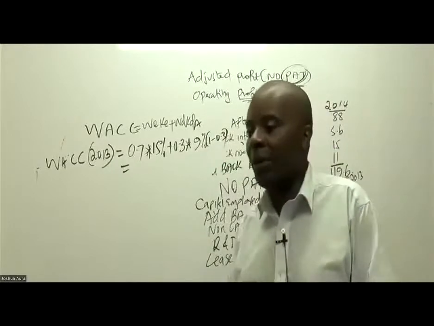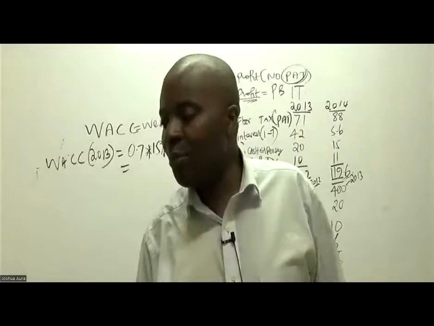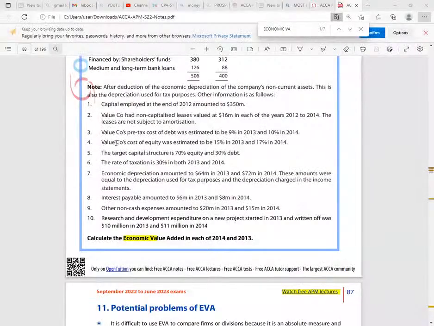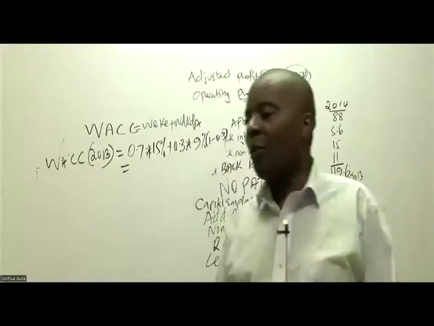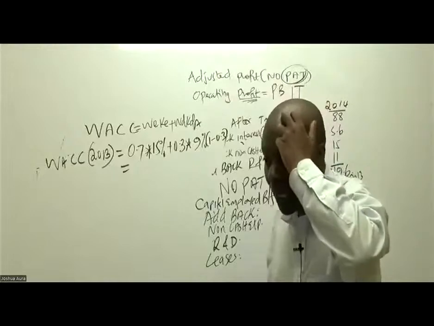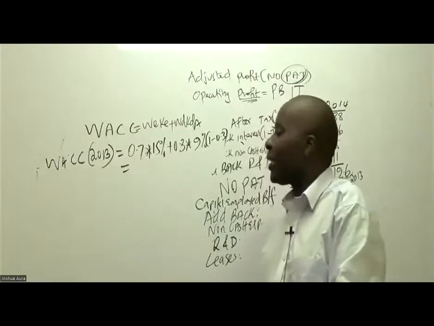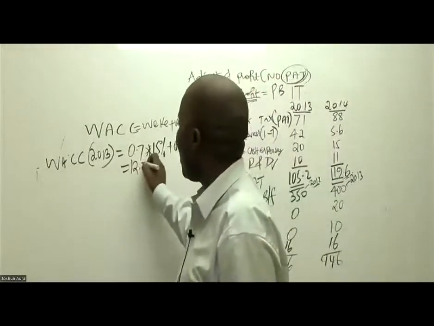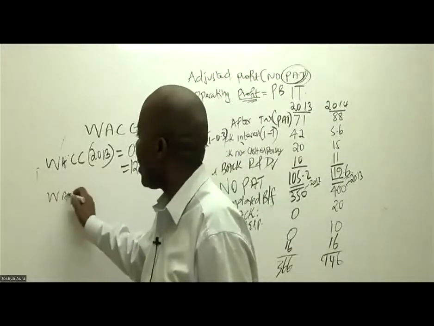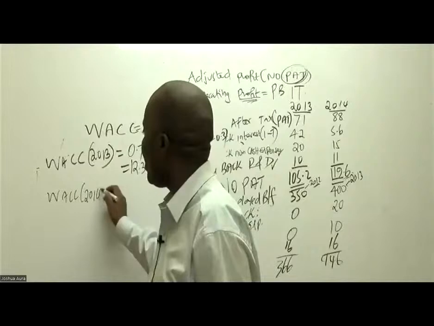They told us in this question that 9% is before tax. They told us this is the pre-tax cost of debt. So remember, this 9% has to be tax adjusted. So you take 9%, you multiply it with 1 minus taxation. And then you should be able to give an answer like Helen Hamala has given us: 12.39%. So on the same breath, give us the WACC for 2014.